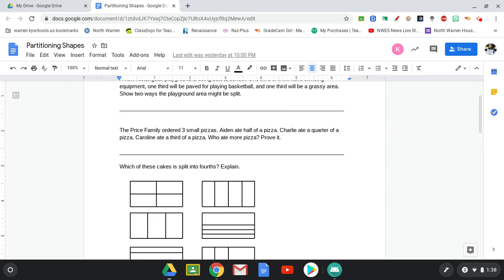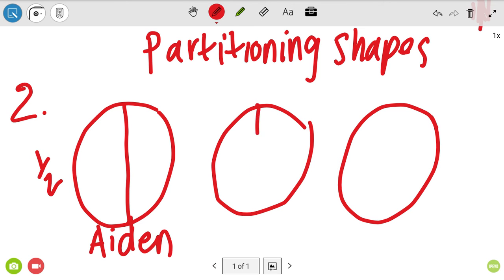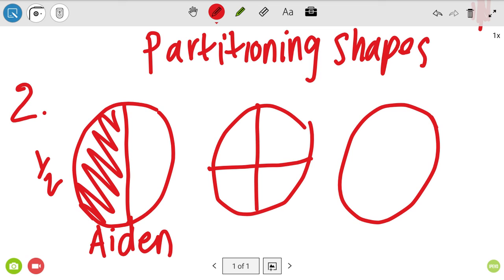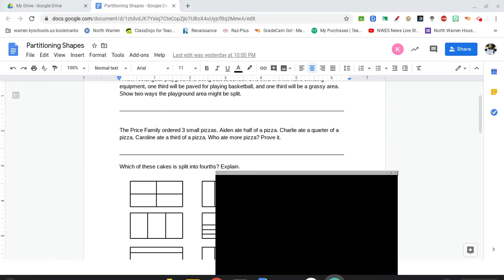Charlie ate a quarter of a pizza. Now, when I think about quarters, I think about money. So how many quarters equal $1? 4 quarters equal $1. So I'm going to be splitting this pizza into fourths. He only ate a quarter, so he only ate 1/4 of a pizza. So I'm going to shade this in. So this is what Aiden ate. And then I think this girl's name was Caroline. Yep. No, Charlie.